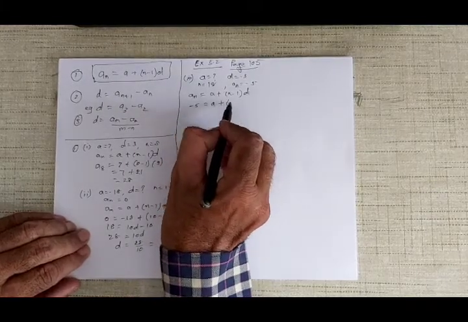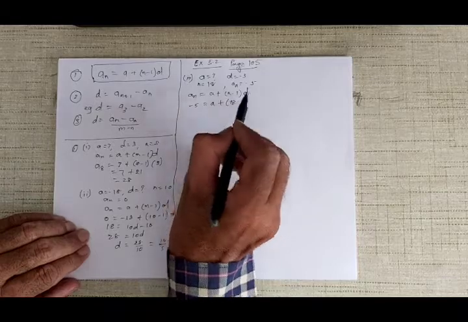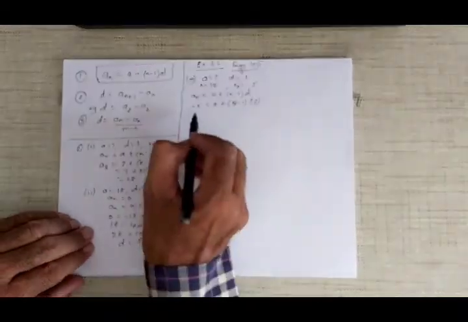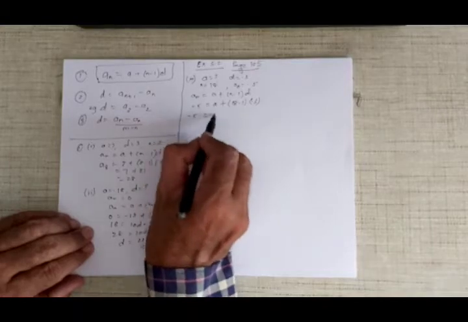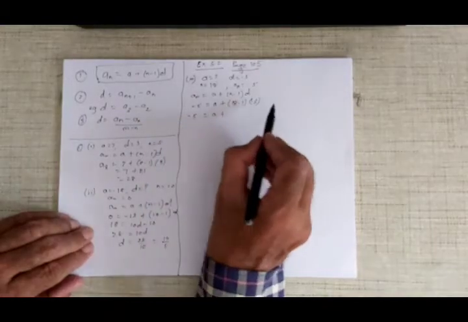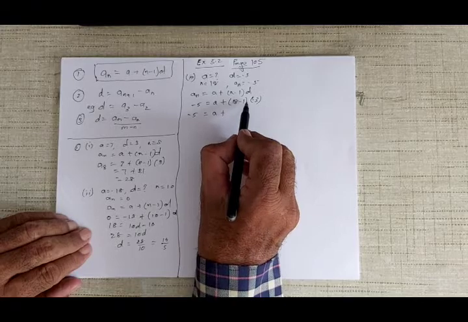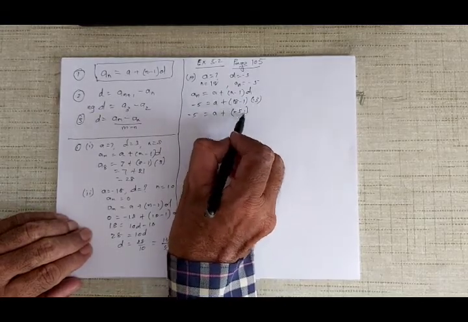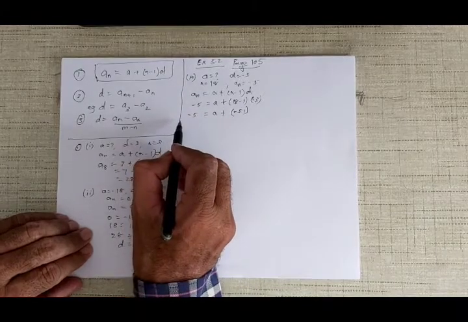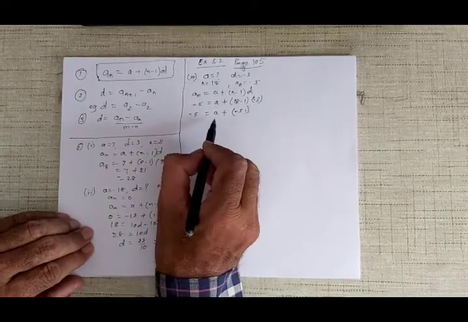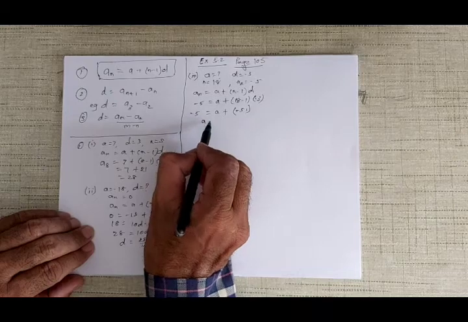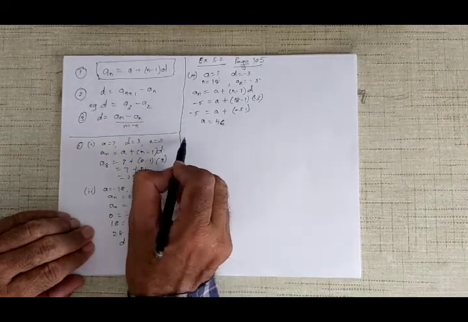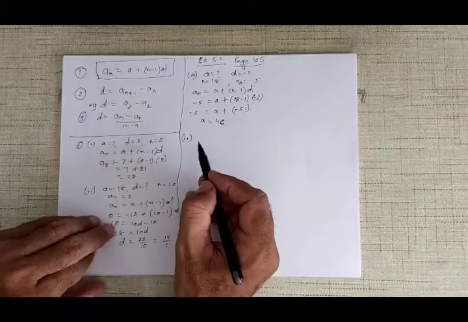n is given as 18, so 18 minus 1, 17, into d, which is given as minus 3. Therefore minus 5 is equal to a, 17 3s are 51, minus 51. Take minus 51 on this side, it becomes 51. 51 minus 5 is 46. So a is equal to 46. Then number 4, let's do number 4.